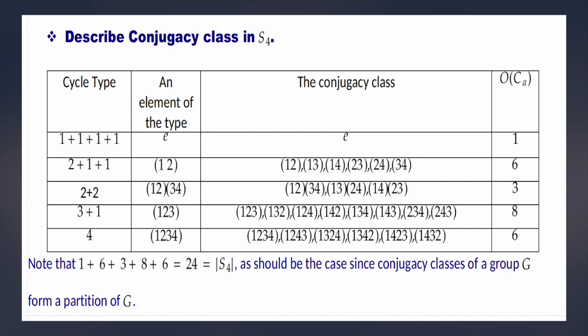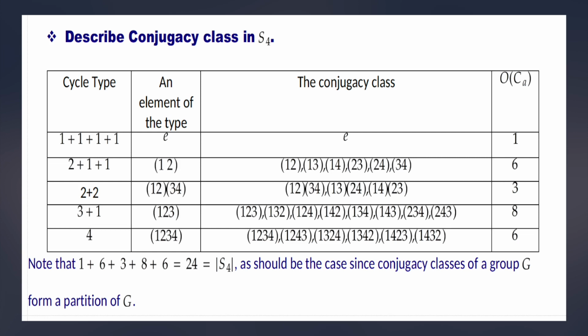Next, see, the cycle type is 3 plus 1. So, what is the element of this type? It is the cycle (1 2 3). The conjugacy class is (1 2 3), (1 3 2), (1 2 4), (1 4 2), (1 3 4), (1 4 3), (2 3 4), (2 4 3). How many elements? 8. So, the order of C(a) is 8.